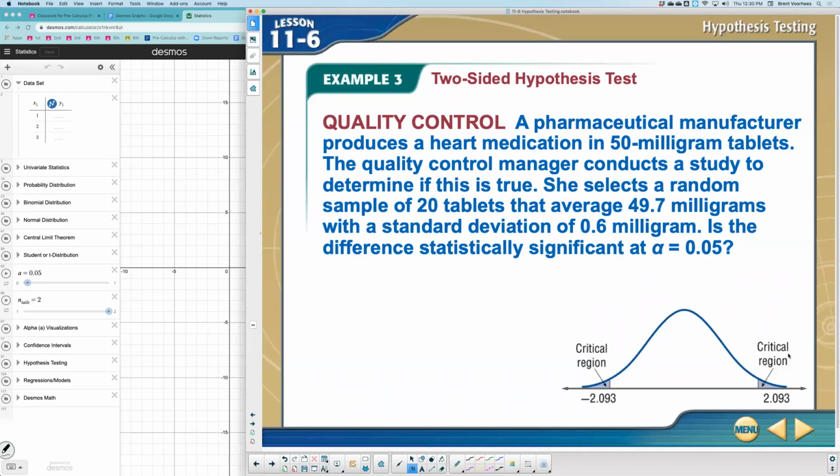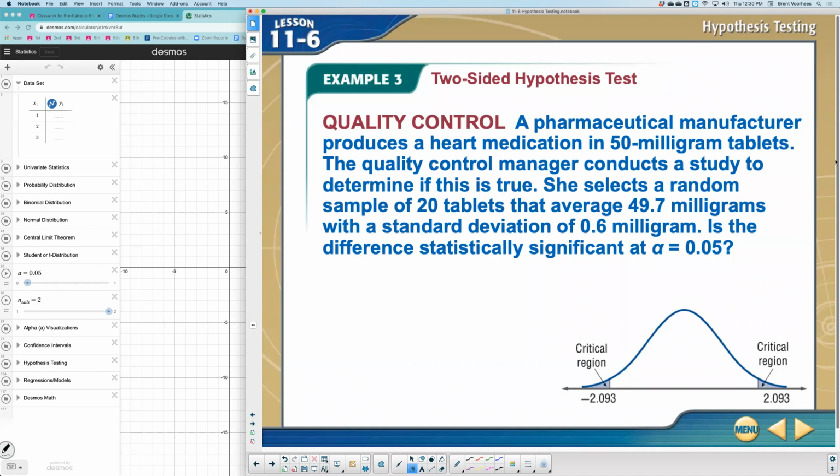Example 3. A pharmaceutical manufacturer produces a heart medication in 50 milligram tablets. The quality control manager conducts a study to determine if this is true. She selects a random sample of 20 tablets that average 49.7 milligrams with a standard deviation of 0.6 milligrams. Is the difference statistically significant at alpha equals 0.05?